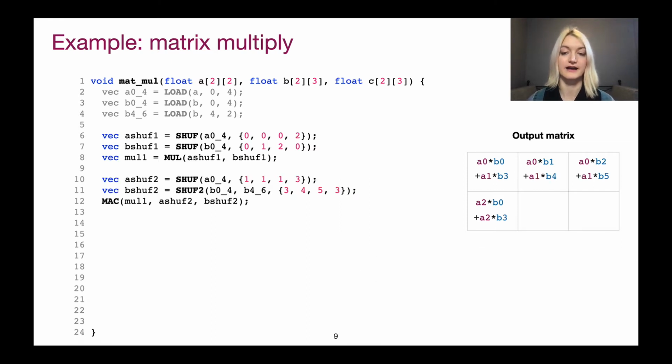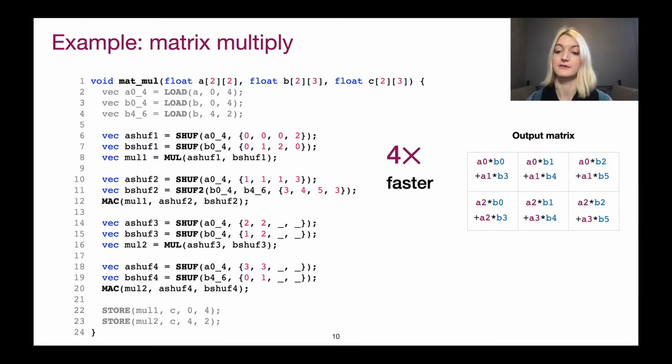We would repeat this again, this time shuffling in order to enable a fused multiply and accumulate, or vector MAC instruction. And then we can do the same thing for the final two elements in this output. So while this code is relatively complicated and requires all these different manually selected shuffles, it's 4 times faster than the scalar implementation we saw previously run through the vendor's optimizing compiler at the highest optimization level. So our compiler Diospyros can find implementations like this automatically.